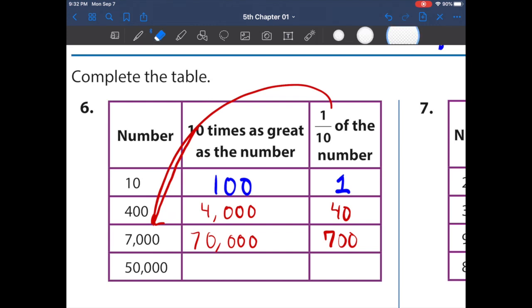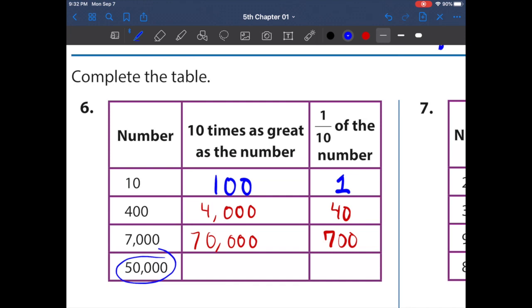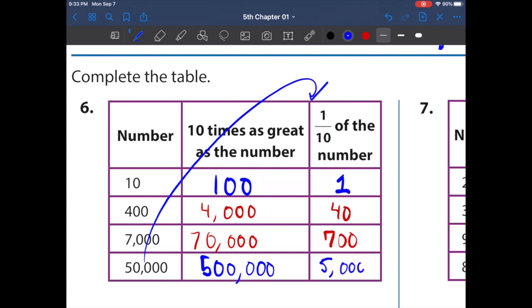All right, let's try our last one. This time we're on 50,000. So 10 times bigger than 50,000 would be what? 500,000. And then what would be 1/10? We're looking for a smaller number. That would be 5,000.